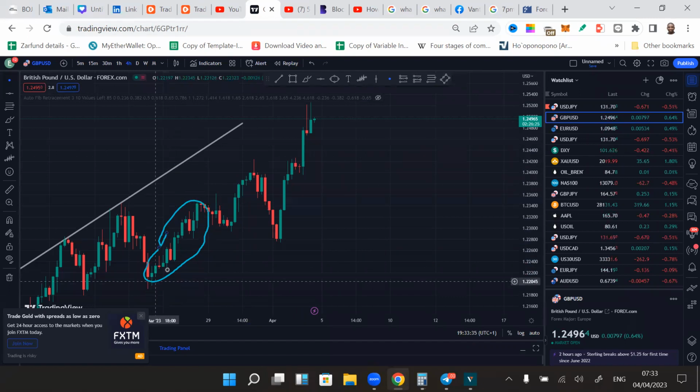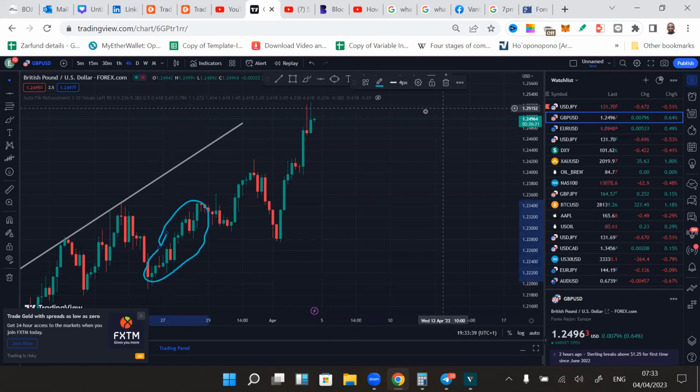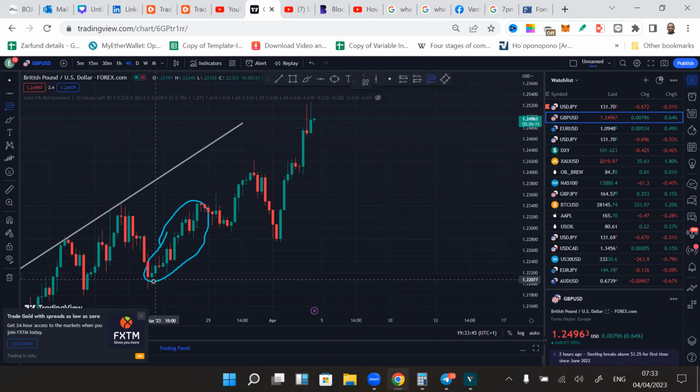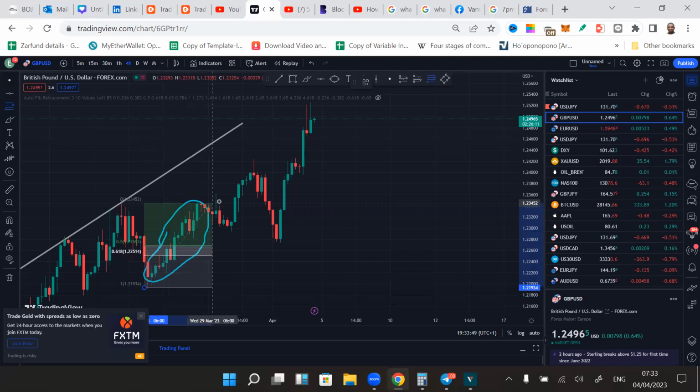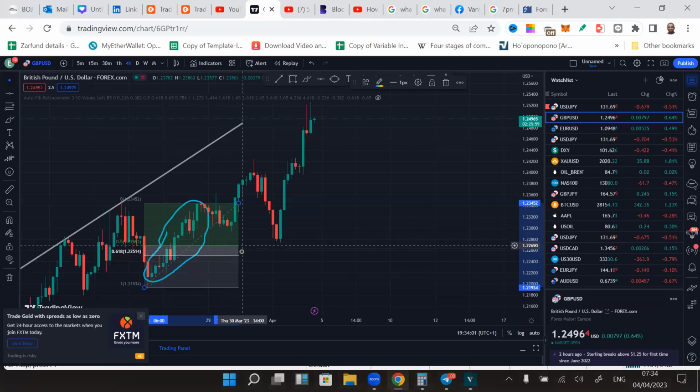So let's say we are taking this area now as the impulse, okay? So let's pick Fibonacci. Since it's going up, we'll pick the Fibonacci from the bottom to the top. So from this top to this bottom, from this bottom to this top. Did you see it didn't come to the 50 or 61.8?